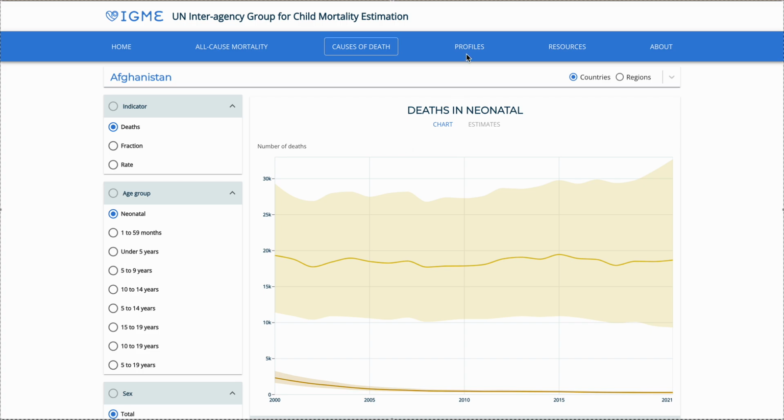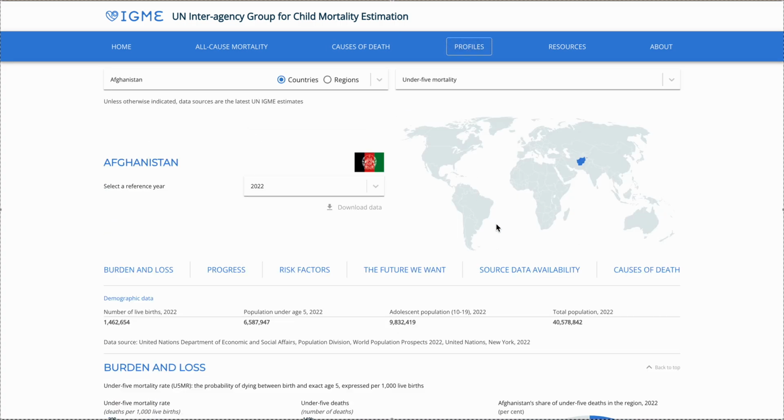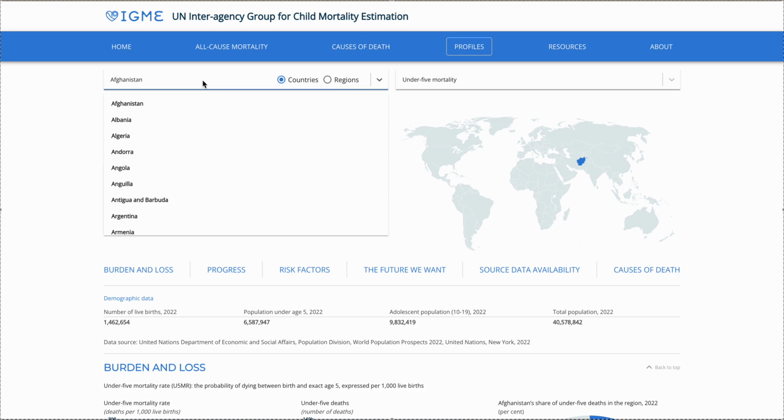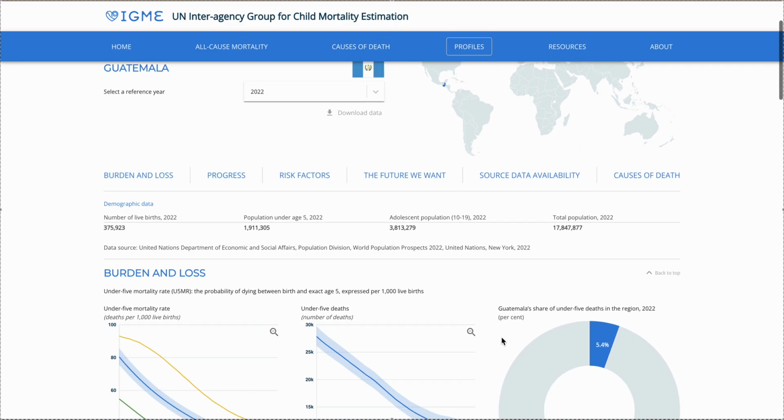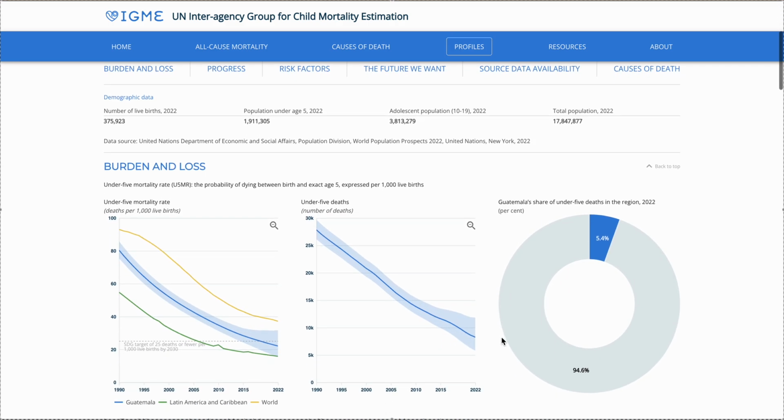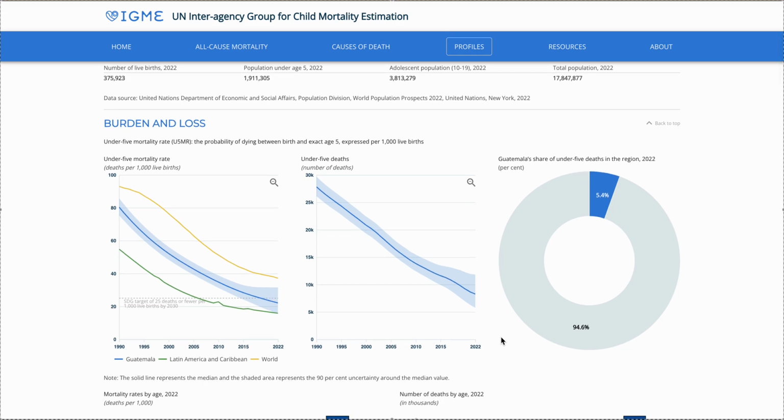So now we can just look at this profile for a country of interest. Again, it's going to Afghanistan, but I want to do Guatemala. And this was just kind of an interesting spreadsheet of health in a country.